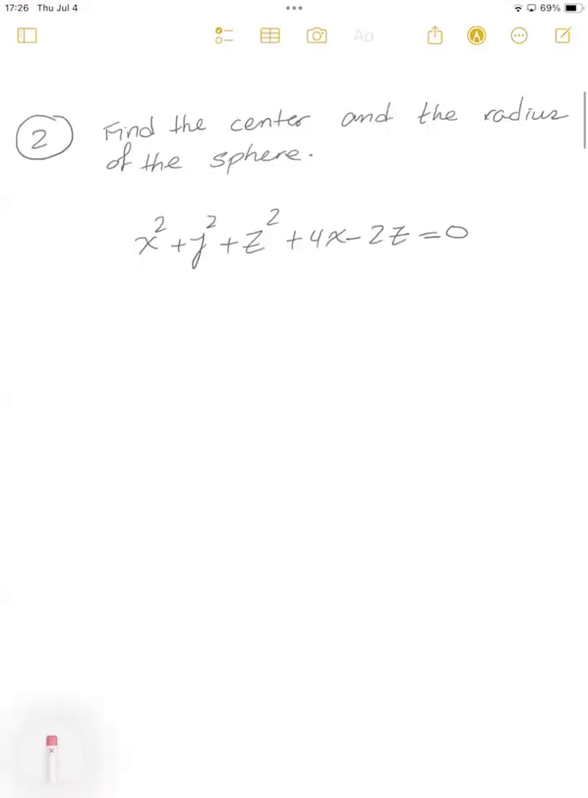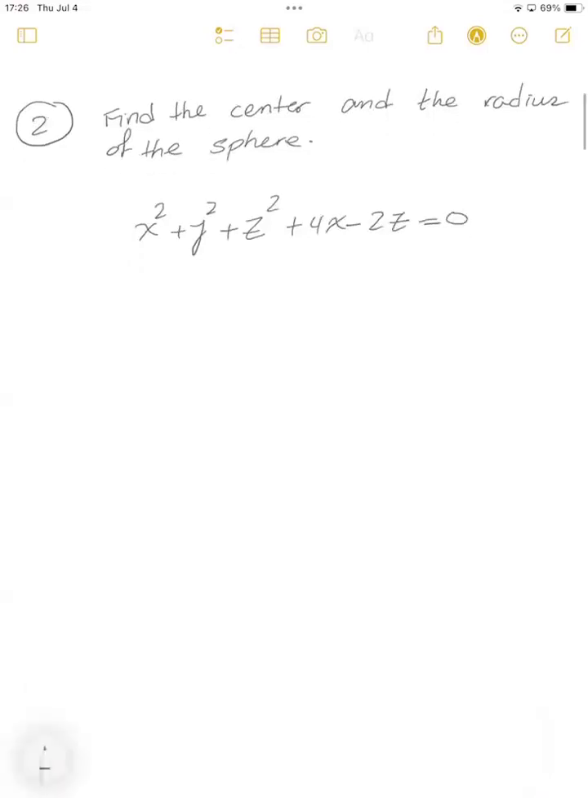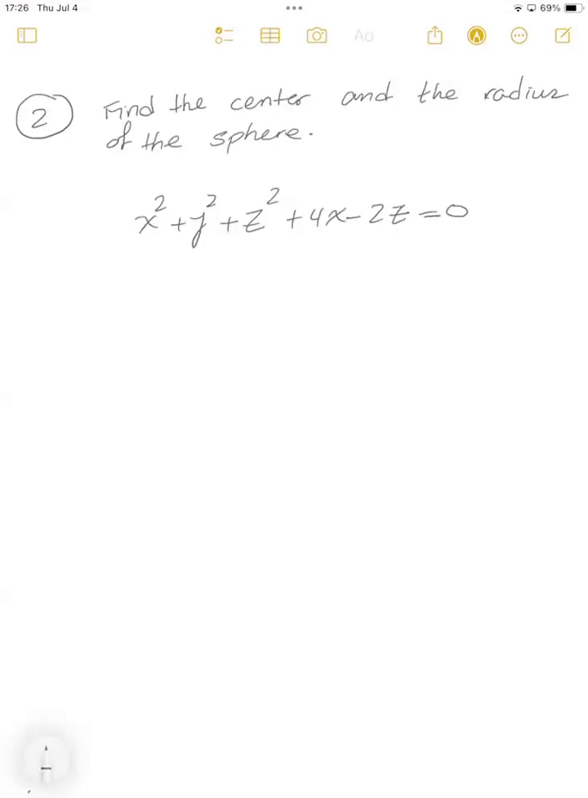Find the center and the radius of the sphere. So to find the center and the radius of the sphere that has this equation, you have to put the equation in a standard form. And to put the equation in the standard form, you have to rearrange the terms. So I'm going to put 4x next to x to the power 2 and 2z next to the z to the power 2, and I don't have any other y term except this one.